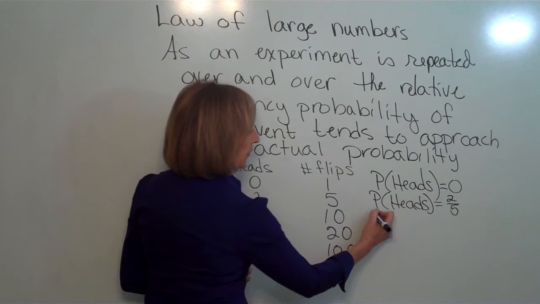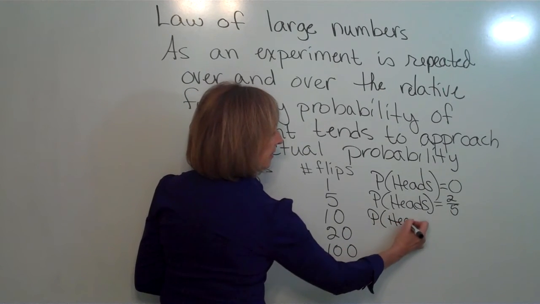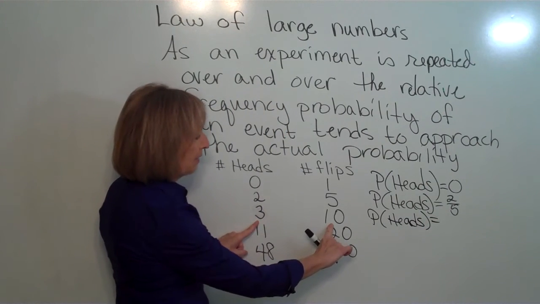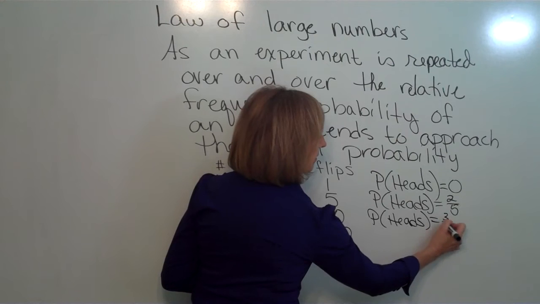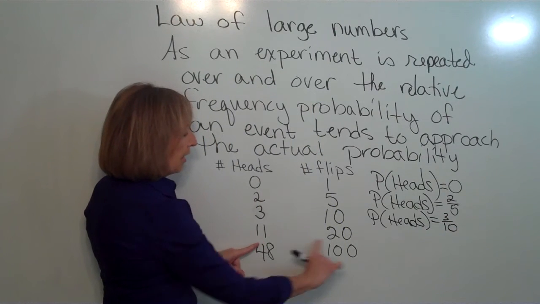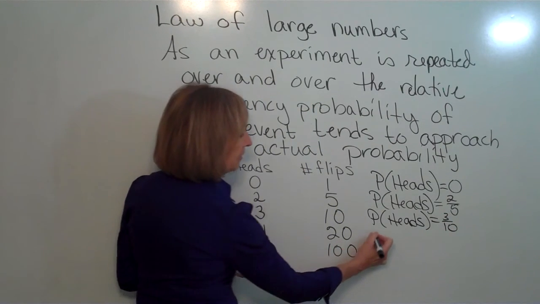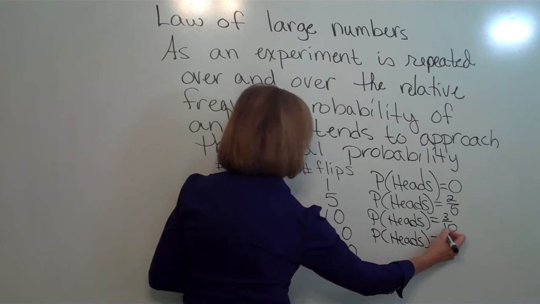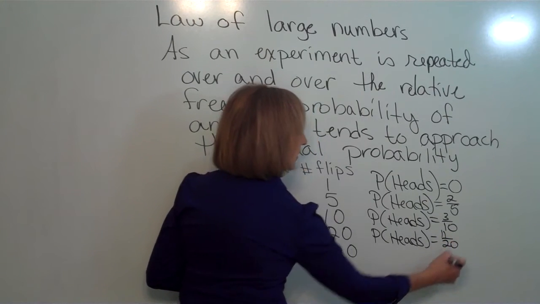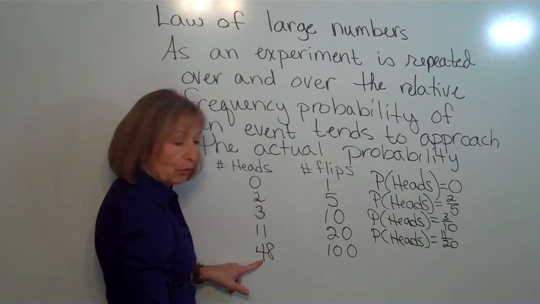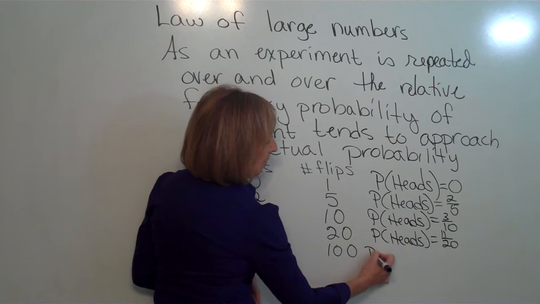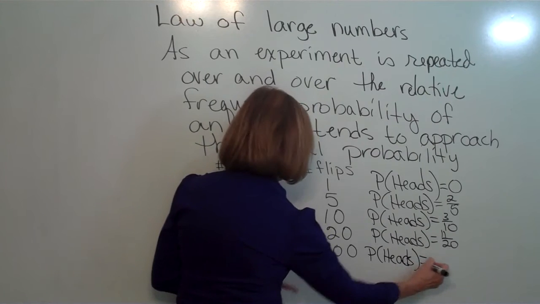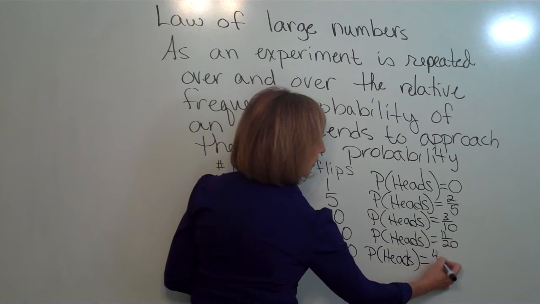Now, when I flipped my coin 10 times, my probability of heads turned out to be the number of times I saw heads divided by the number of times I flipped the coin, so 3/10. And then when I flipped the coin 20 times, my probability of heads came out to be 11/20. And then when I flipped the coin 100 times, my probability of heads came out to be 48/100.